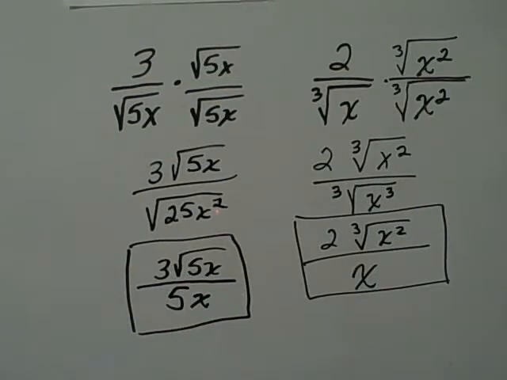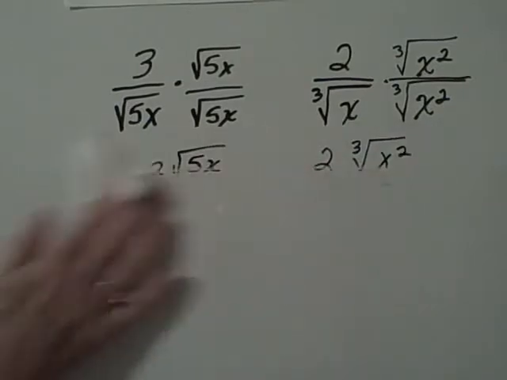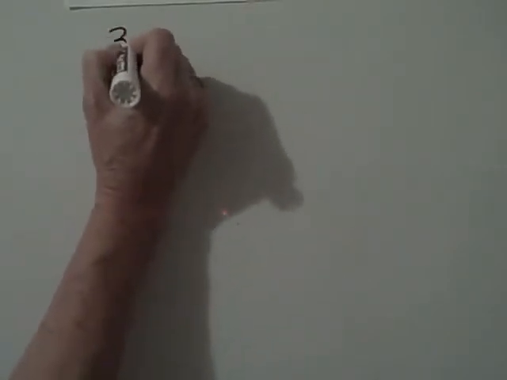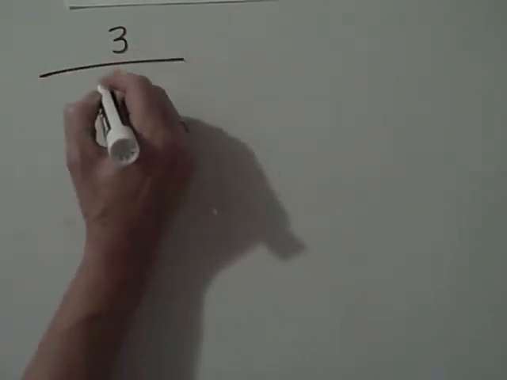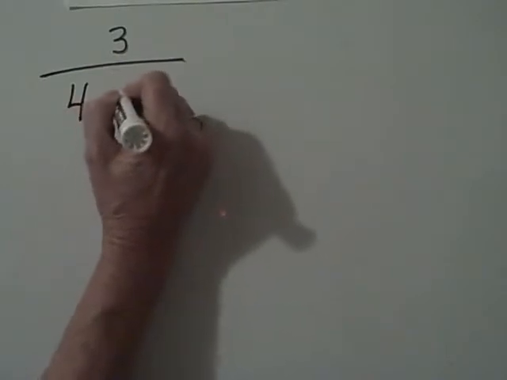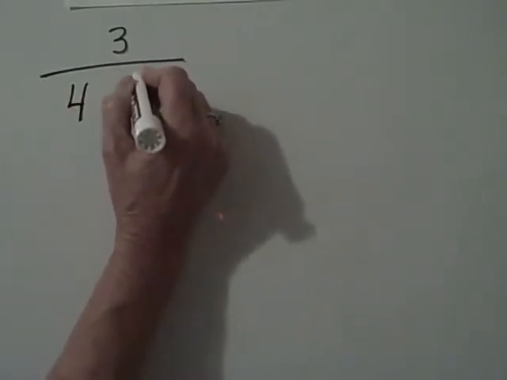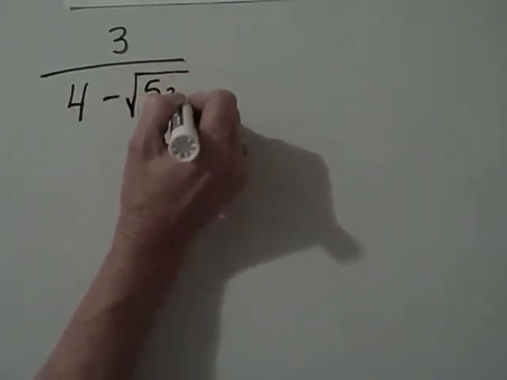So now our next step is to do this with 2 terms. So let me erase this. And our next one is going to have two terms in the denominator. Let's use the example 3 divided by 4 minus the square root of 5x.